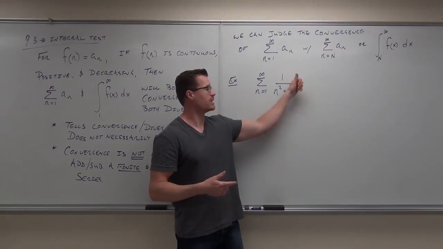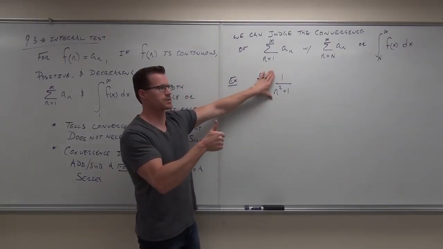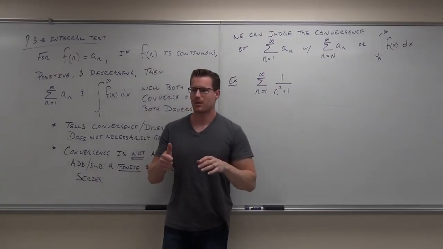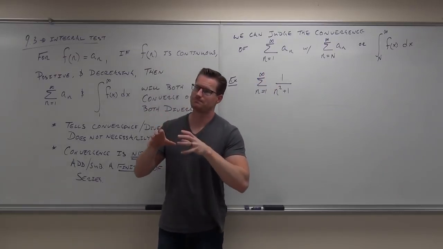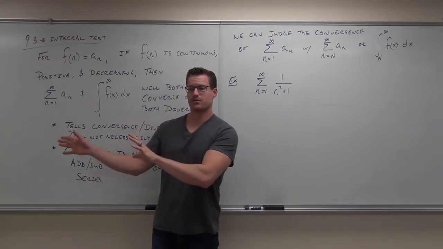Here, so we take the limit. Is the limit of 1 over n squared plus 1 equal to 0? Yes. So we're not sure whether it's convergent or divergent, but it fails the divergence test.